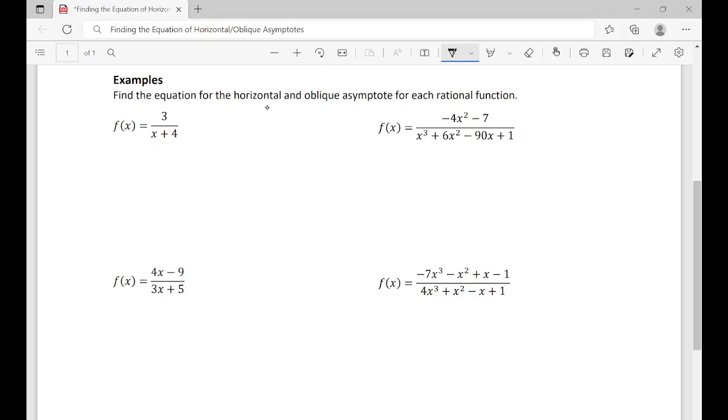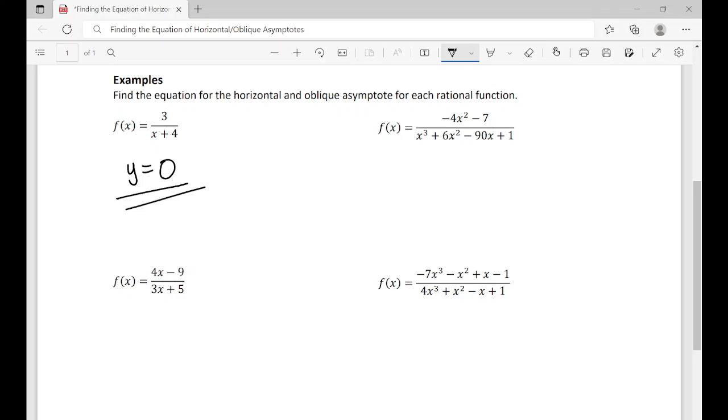So find the equation for the horizontal or oblique asymptote for each function. So f of x equals 3 over x plus 4. Well, the degree here we can say is just x to the 0 power, and this is x to the first power. So since the power up top is 0 and the power in the bottom is 1, that means that the top is less than the bottom, or the bottom is more than the top. So when the bottom is more than the top, the horizontal asymptote is just y equals 0. That's it.